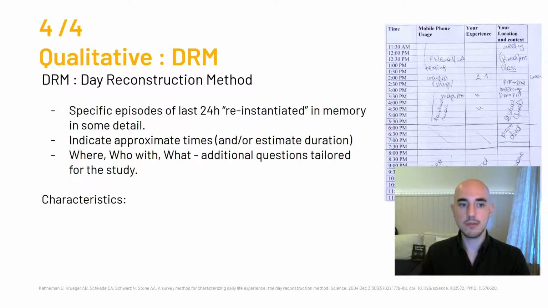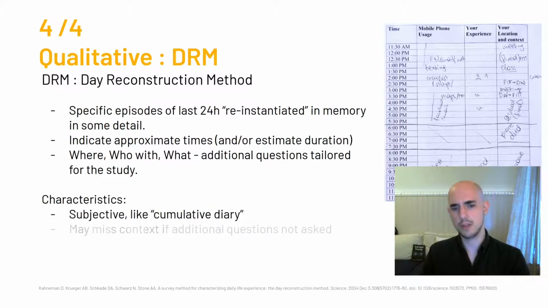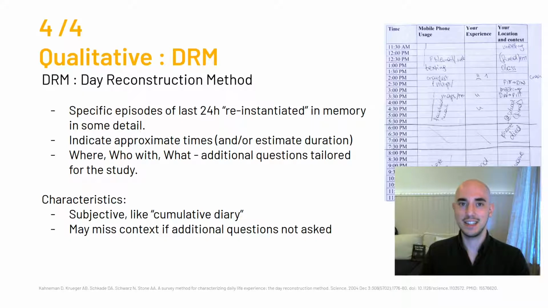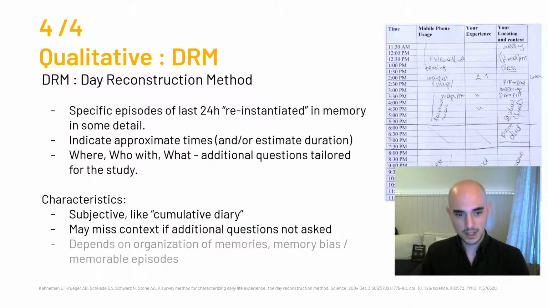And always tailor the question for the study. You have to be really clear with the participant. So it's more like a cumulative diary. You may miss context if you're not totally good on the question. If you're missing some question, it can become an issue later when you do the coding. And of course, it's memory biased, which happens with humans all the time.